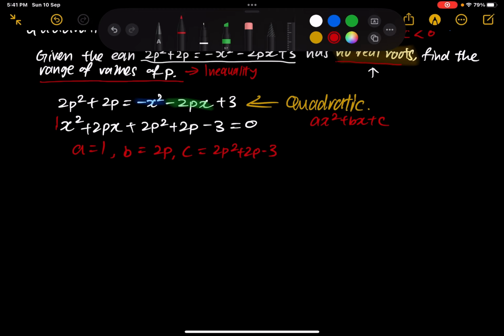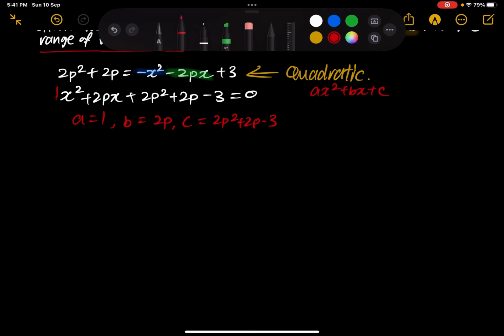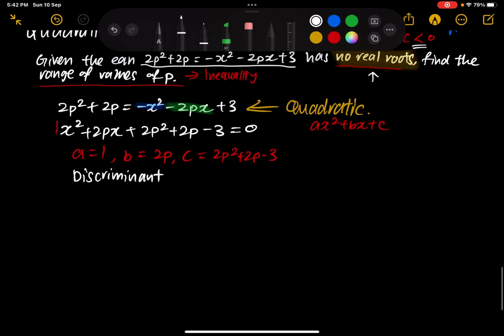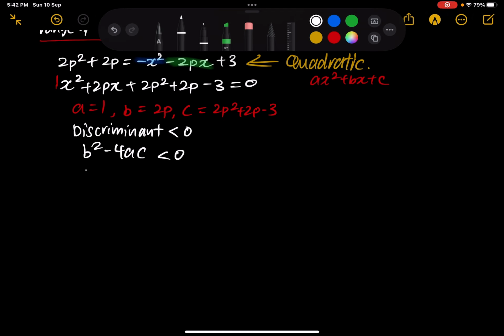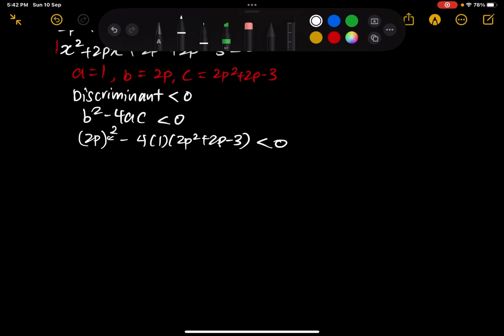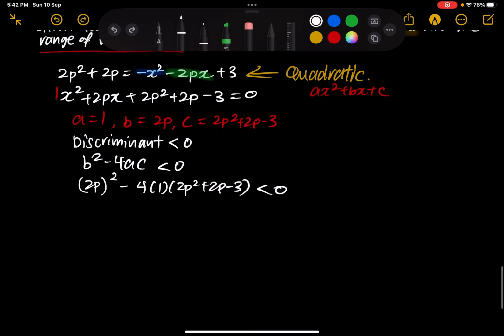So I want to do my b squared minus 4ac. Because I know that it has no real roots, my b squared minus 4ac will be less than 0. So sub in your values: 2p, everything squared, less than 0. Remember, when you want to square, you square the whole thing, plus bracket. These are the coefficients, if you don't know.